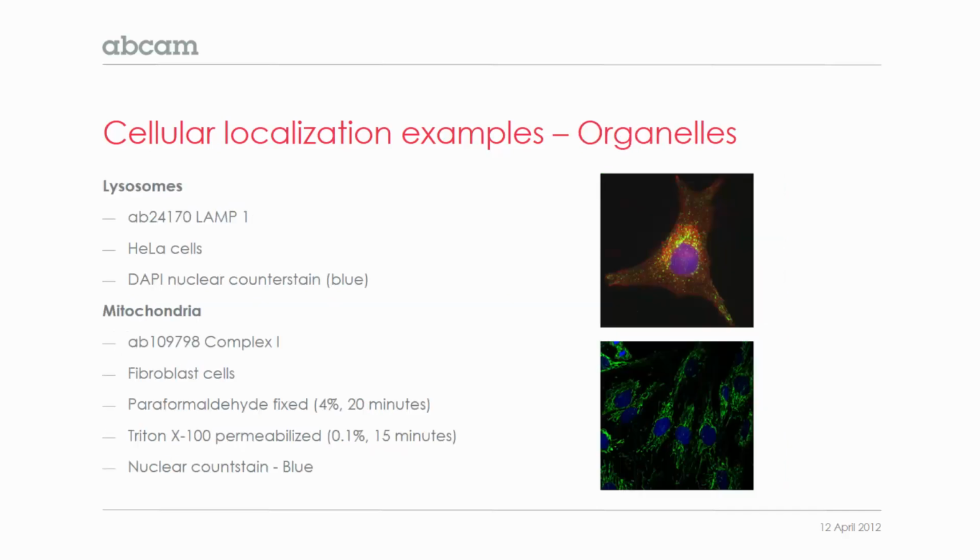Here we have some staining of some organelles. So at the top we have staining of lysosomes. The LAMP1 protein is a good lysosome marker, and you can see the punctate speckle staining of the lysosomes within this cell. The next one down is staining of mitochondria with complex 1 protein. And you can see the green staining of the mitochondria through the cells.